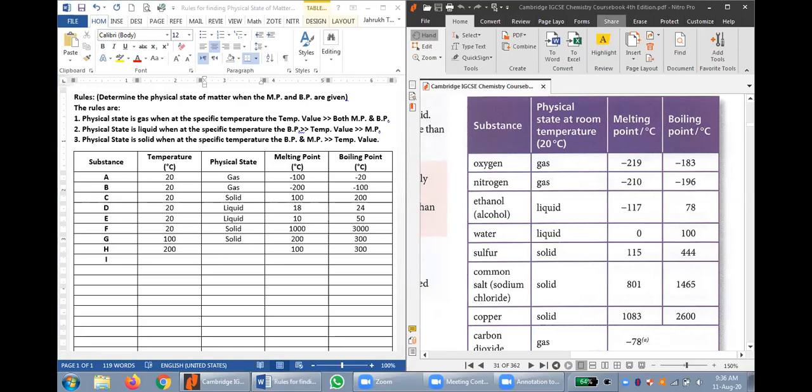Liquid. Who's that? Solid. Actually, your first answer was correct. It's a liquid.